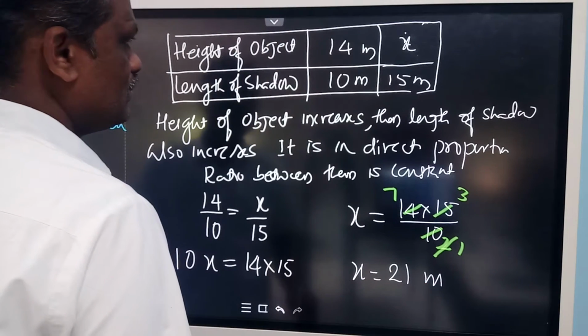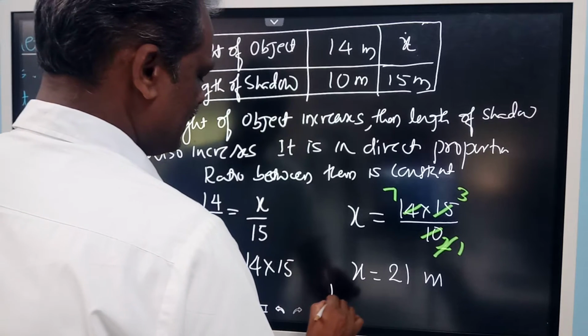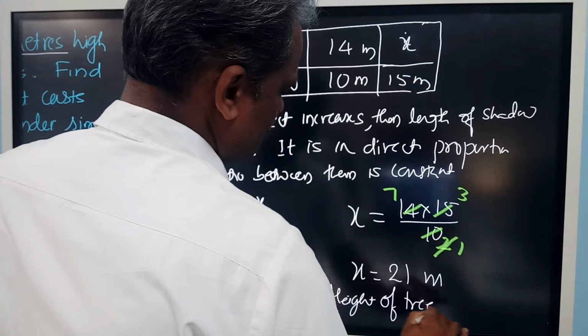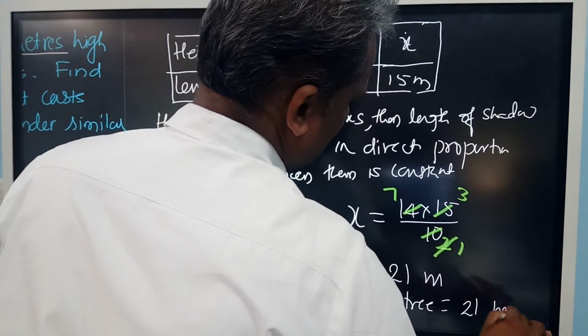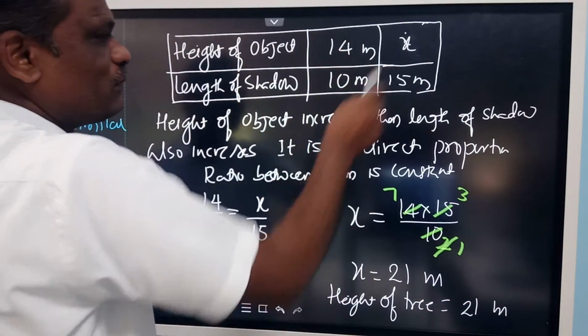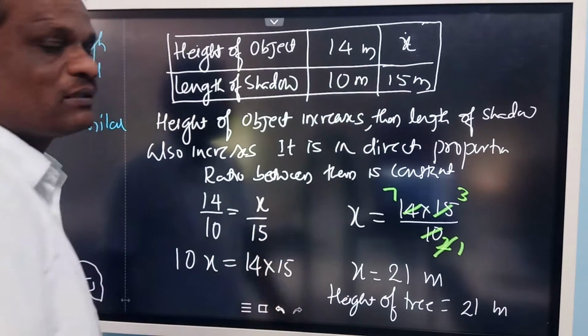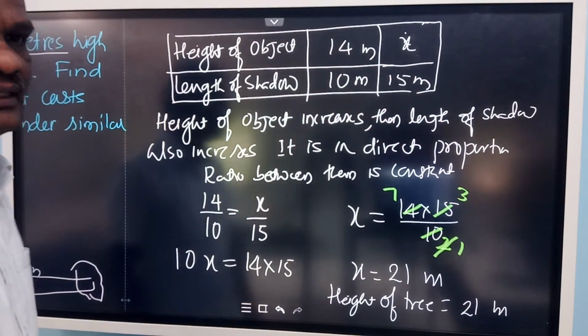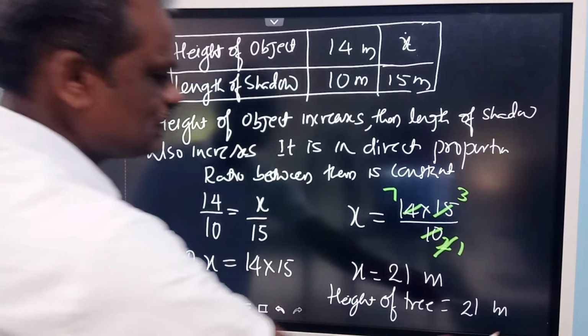That means the height of the tree is equal to 21 meters. See now, 14 meters becomes 21 meters, 10 meters becomes 15 meters. The height increases, and the length of the shadow also increases. So this is the solution here.